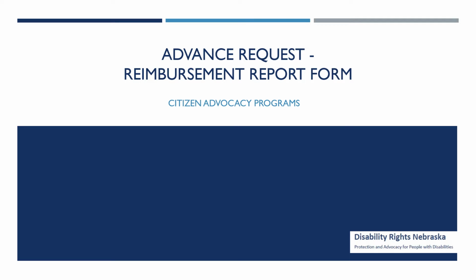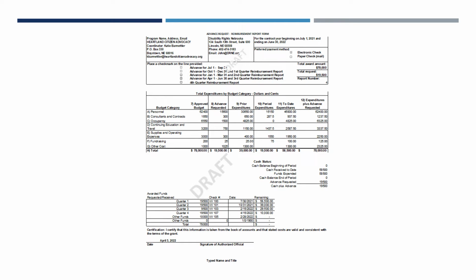Disability Rights Nebraska would like all the citizen advocacy programs to use the same form. That way, forms and numbers are consistent with all the offices. The forms are in Excel, and the sheets are connected to bring numbers from one request to the next. The form still has the information that you are used to seeing with a few changes.